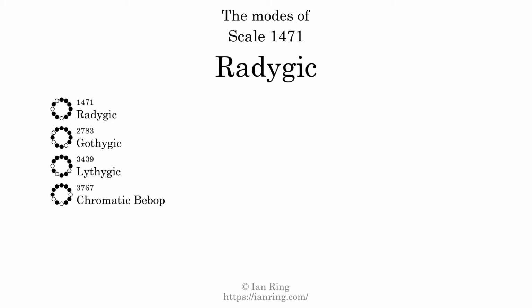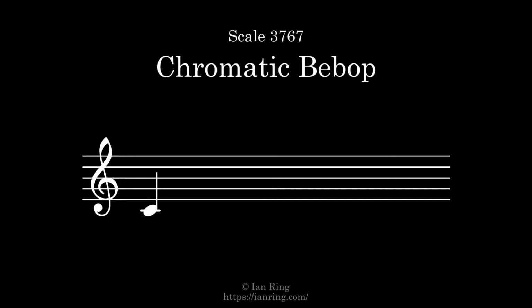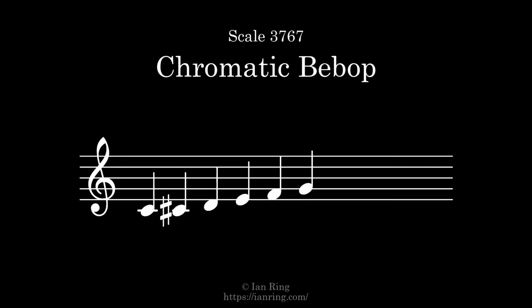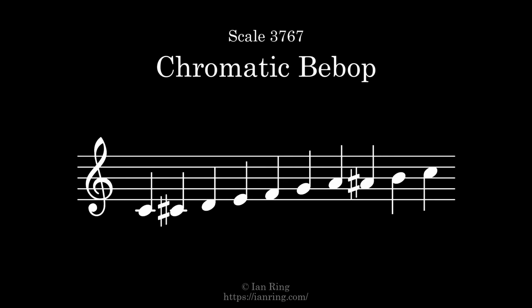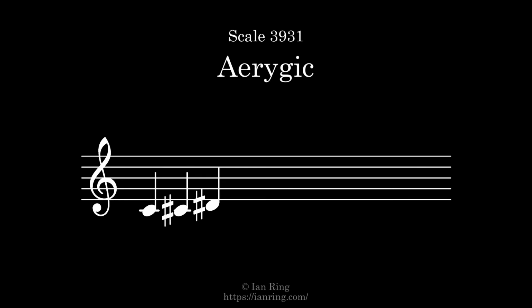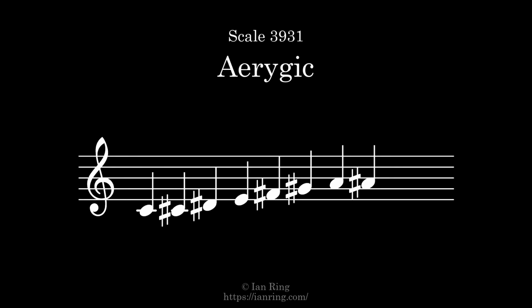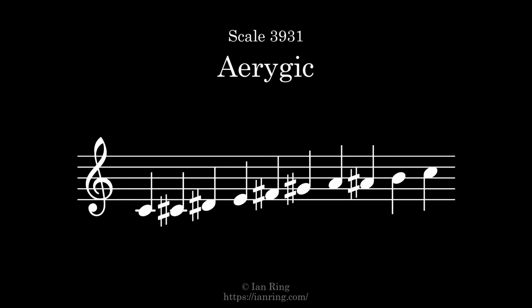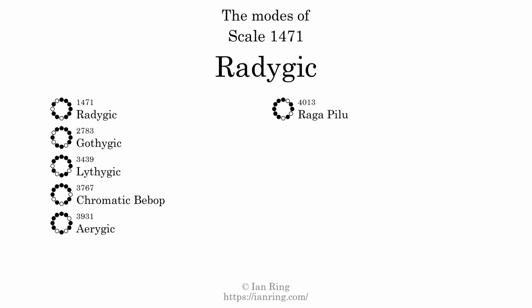The fourth mode is scale 3767, also known as chromatic bebop. It sounds like this. The fifth mode is scale 3931, also known as Radygic. It sounds like this. The sixth mode is scale 4013, also known as Radygic. It sounds like this.